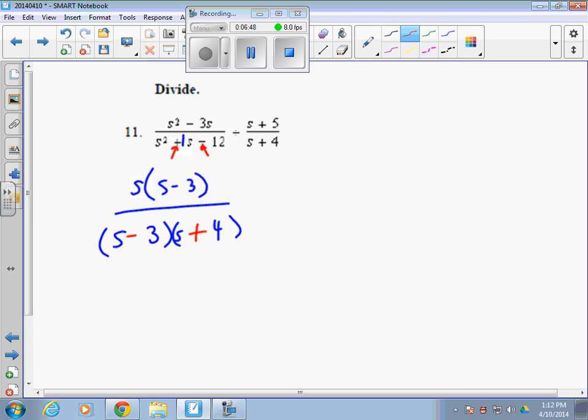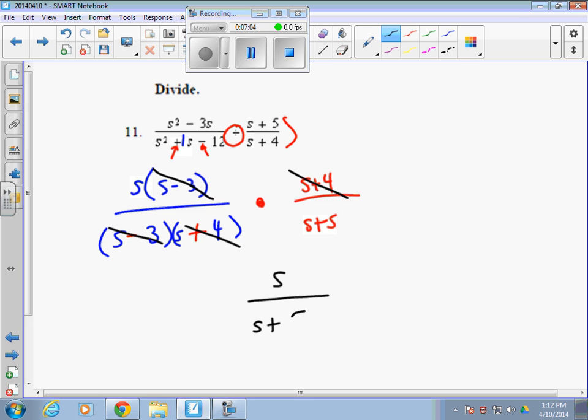It says to divide. Remember, right now you can change this step and say that means multiply by the reciprocal. S plus 4 over S plus 5. Cancel out what you can. S minus 3 cancels out. S plus 4 cancels out. S is left on top, and S plus 5 is on the bottom.